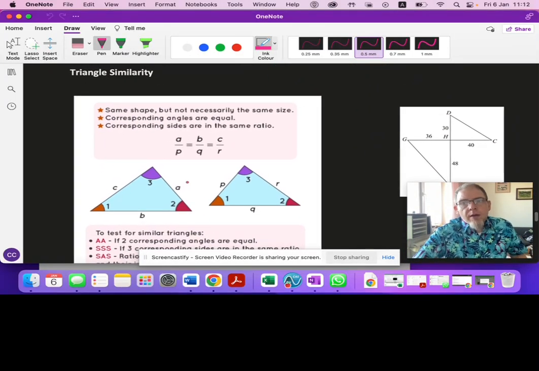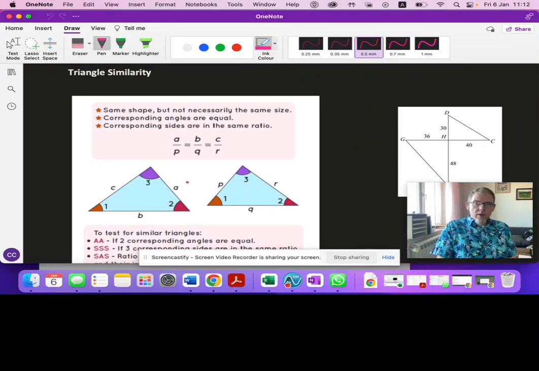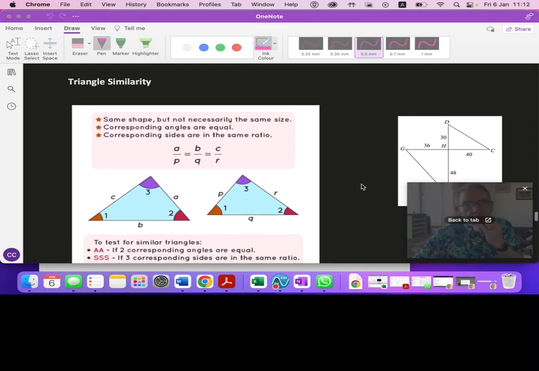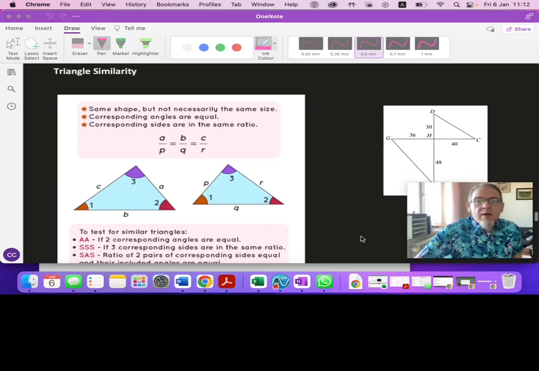Hey, we're back again. And today we are dealing with triangle similarity. Before we get into this, I think we need to make sure we understand what similarity means.